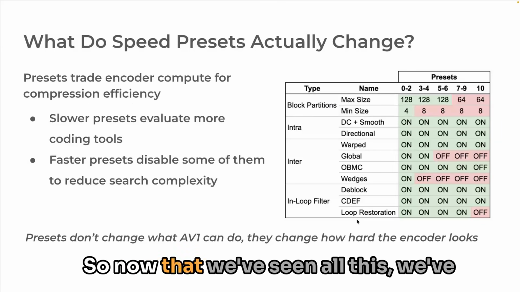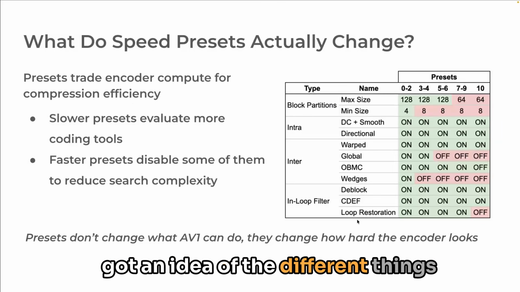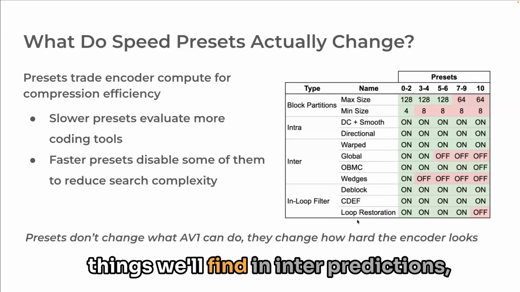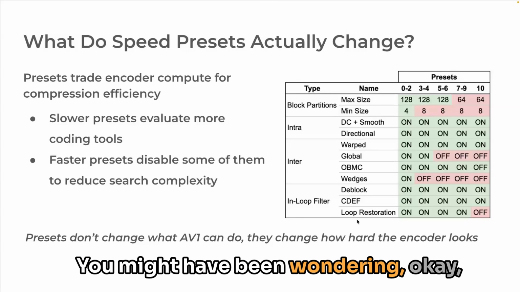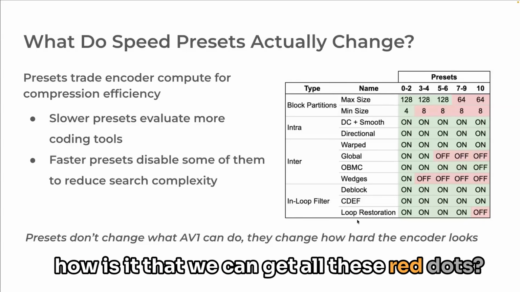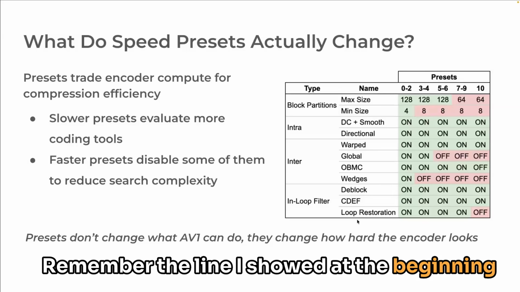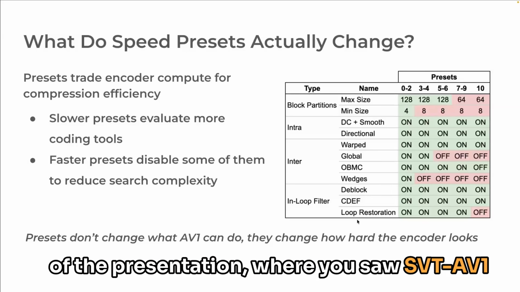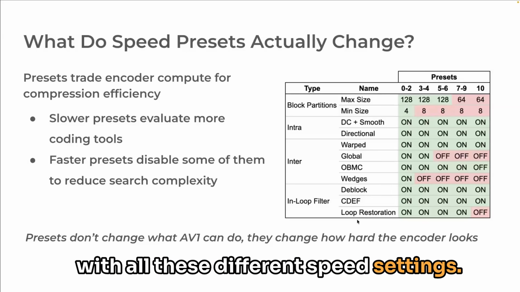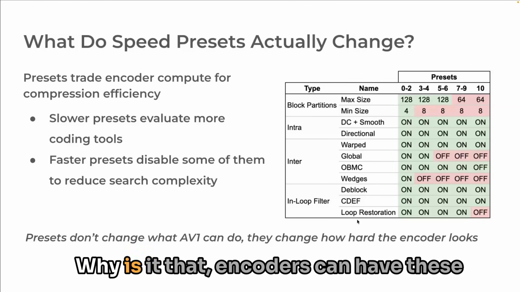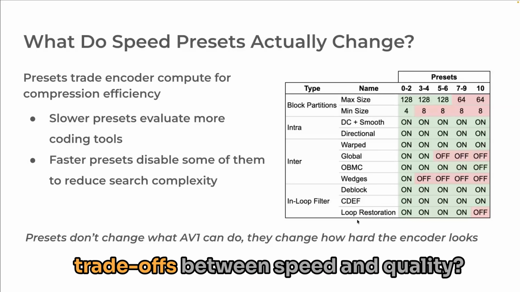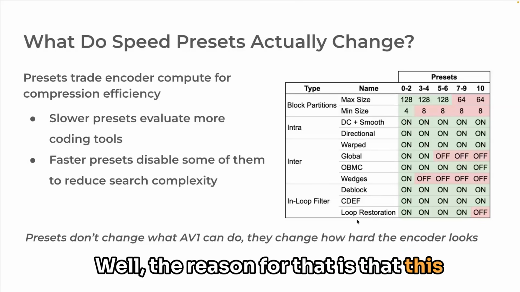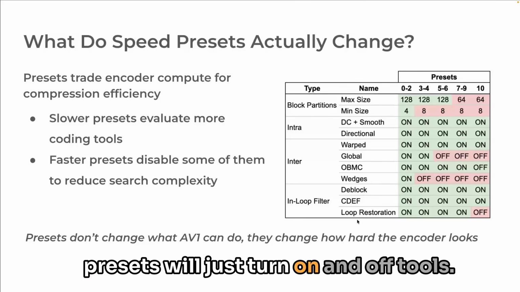So now that we've seen all this, we've got an idea of the different things we'll find in intra prediction, in inter prediction, and then the different in-loop filters. You might have been wondering, how is it that we can get all these red dots? Remember the line I showed at the beginning of the presentation where you saw SVT-AV1 with all these different speed settings? You might have wondered, why is it that encoders can have these different use cases and different trade-offs between speed and quality? Well, the reason is that the presets will just turn tools on and off.